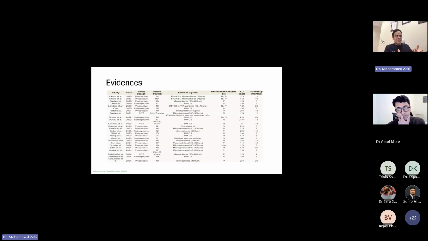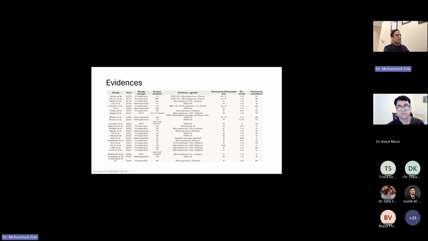So is there actually evidence for this? If you look, this is relatively new. It only started in 2015. From 2015 until 2024, these are the studies. If you look, they are mostly prospective, but there are 3 randomized clinical trials I will talk about. And the follow-up varies from 12 months to 48 months.